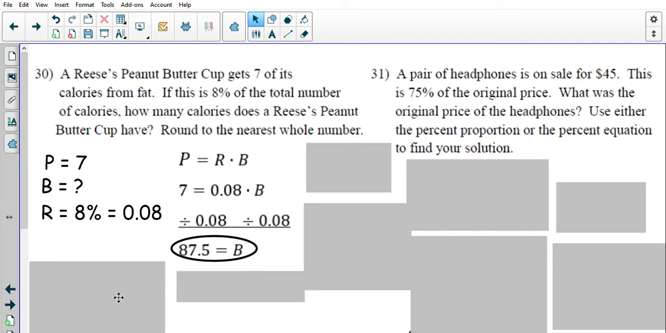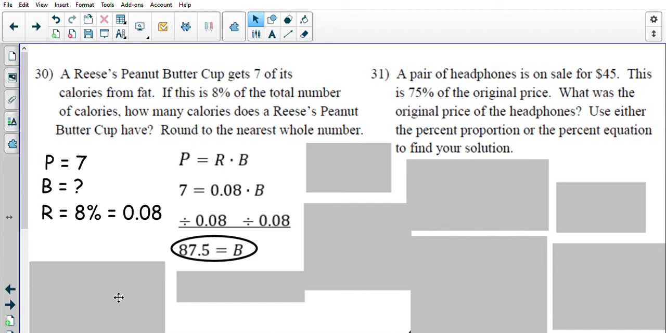And we always want to think, especially for these word problems, does my answer make sense? So how many calories does a Reese's Peanut Butter Cup have? I will tell you that if you make 7 your base instead, then you'll have 0.08 times 7, which will get you 0.56. You'll get an answer that doesn't make sense. Clearly, there's not less than 1 calorie in a Reese's Peanut Butter Cup. That would be great. I'd eat them all the time then.